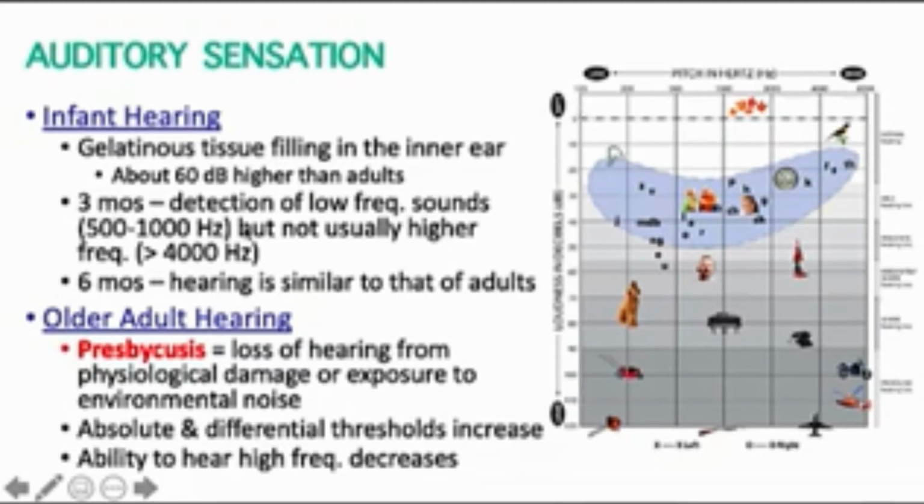By 3 months, they're able to detect low frequency sounds, around 500 to 1,000 hertz. So if you look in pitch, okay, these low frequency, mid-range areas here, they're able to pick up, but not usually any frequencies higher than 4,000. So anything above 4,000 is like our cutoff at 3 months. But by 6 months, hearing is pretty similar to that of adults.